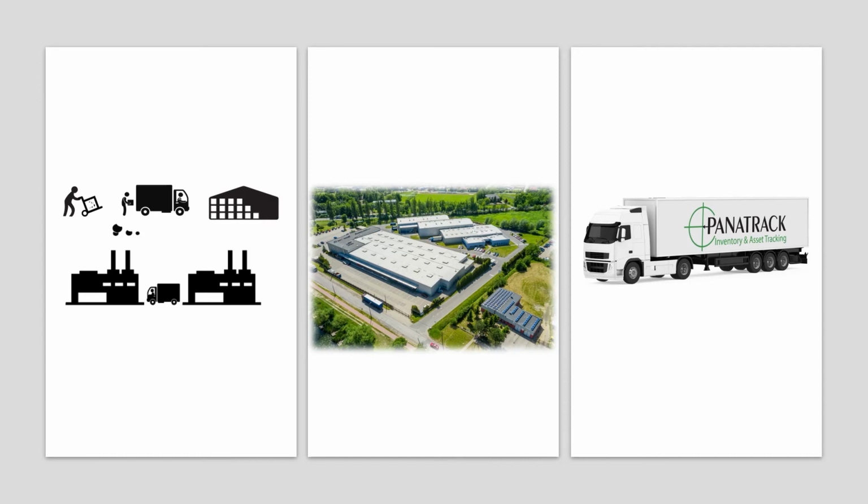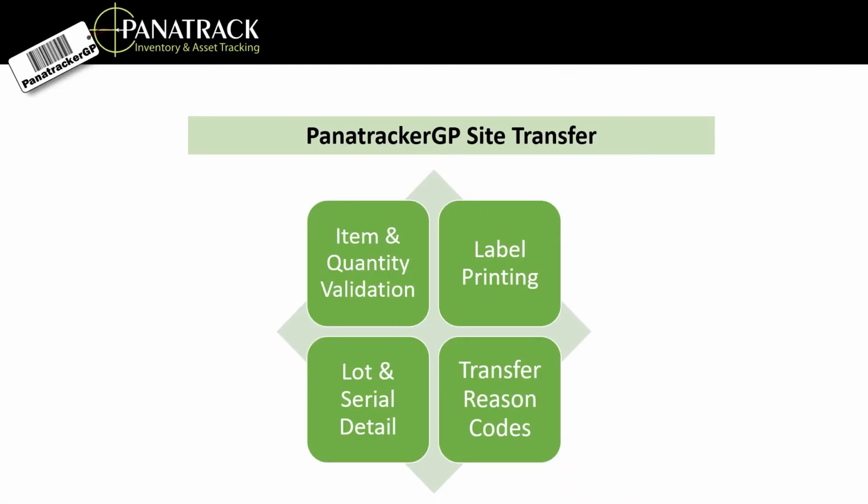Instead of recording your transfer with emails, paper scraps, and notes, Panatrack allows your team to move inventory between site locations and capture the transaction in real time. The Panatrack site transfer transaction can be configured to meet your team's exact processes. This includes validating items and quantities against GP to avoid creating bad data, capturing lot and serial information when moving items with those details, and printing labels if items are being repackaged or need destination-specific labels. Additionally, Panatrack supports the ability to capture user-defined flex fields and transfer specific reason codes on the scanners.